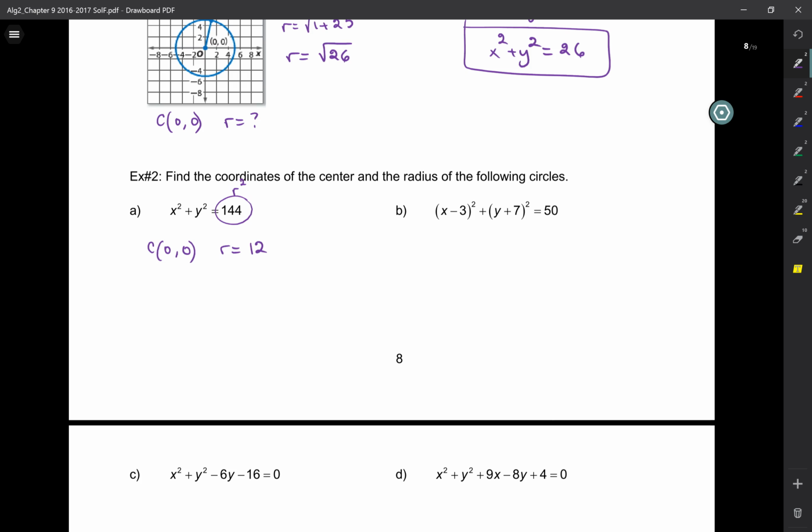All right, so what about the next one? What's their center? 3 and negative 7, nice. And what's the radius? The square root of 50. Now, for this, I would like you to write it in both ways, both in simplified root form and decimal. So in simplified root form, how much is this? 5 root 2, exactly. So 50 is 25 times 2, which is 5 root 2.